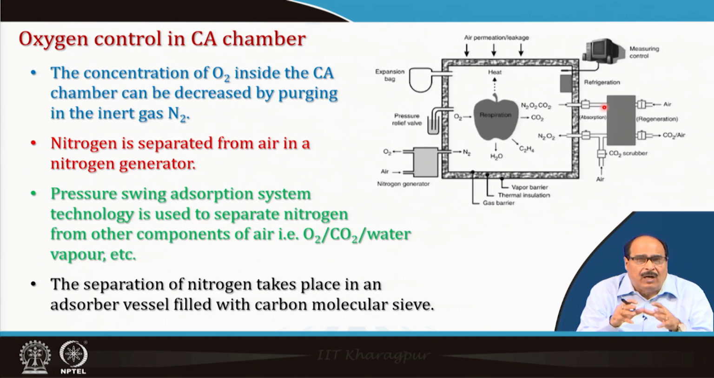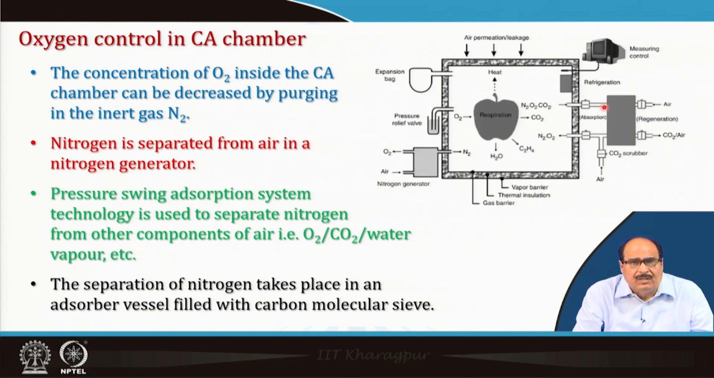Then let us discuss how to control oxygen in a CA chamber. The concentration of oxygen can be decreased by purging an inert gas. Normally nitrogen is purged inside the storage chamber, and by this the oxygen amount is controlled, because in the atmosphere the levels of oxygen, carbon dioxide and nitrogen are fixed. So, if you increase the level of nitrogen, obviously the oxygen level can be brought down.